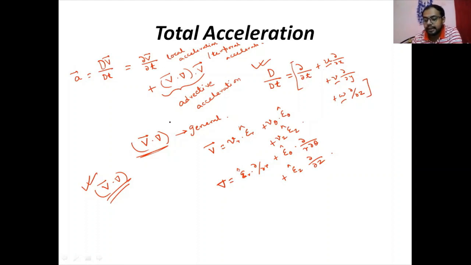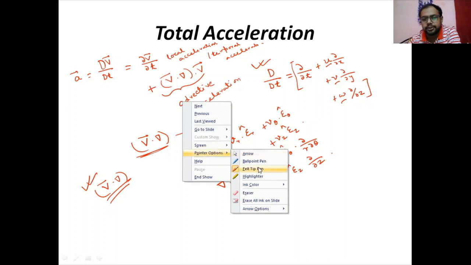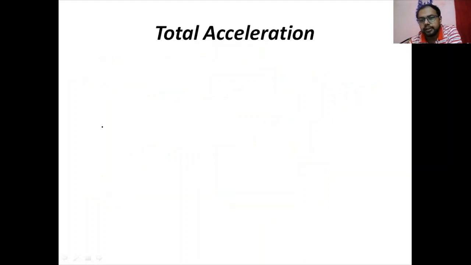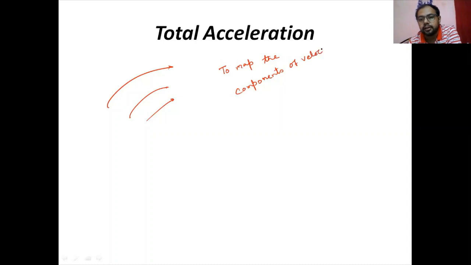So that's all. The next thing is important. It is very difficult to map the velocity vector in the flow field. Over the flow field, it is very difficult to get the velocity. To map the components of the velocity vector, what are the components in Cartesian coordinate? u, v, and w. To map these Cartesian components in the flow field is very difficult.